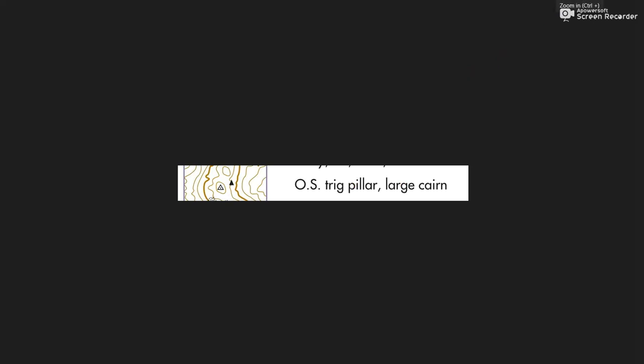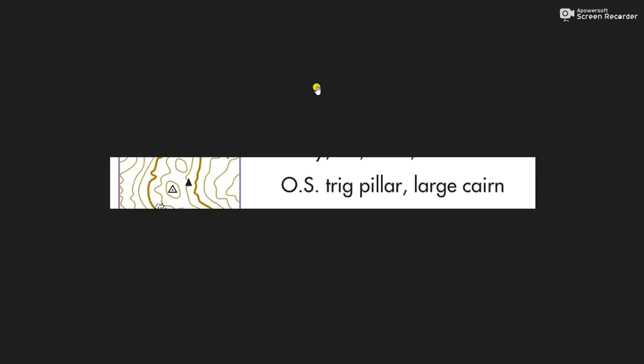That's different to the Ordnance Survey symbol, and that solid black triangle is a cairn. So what we want to do is find this symbol on the map, the triangle with a little black dot inside it. So let's look for that to start with.